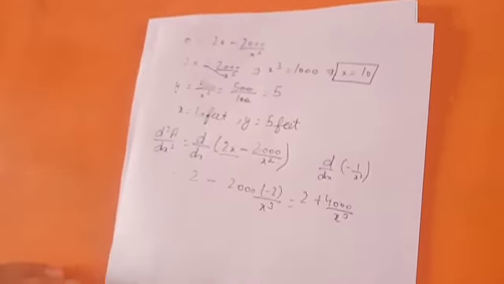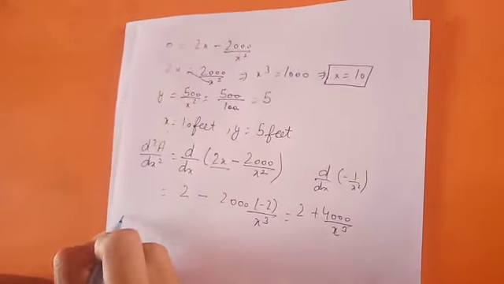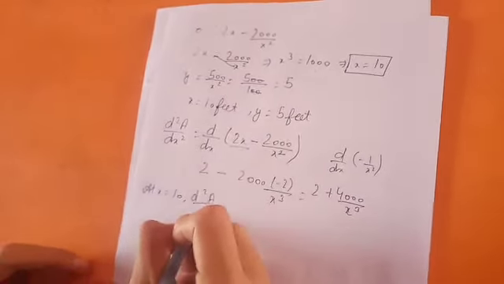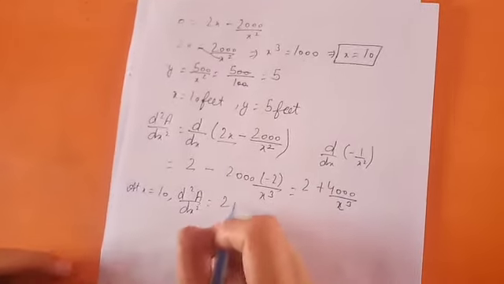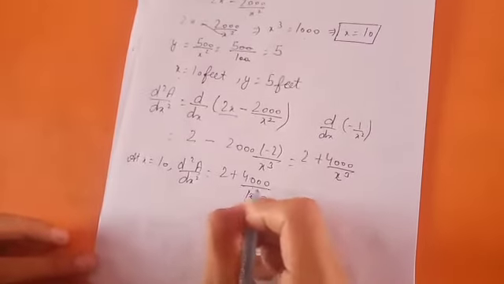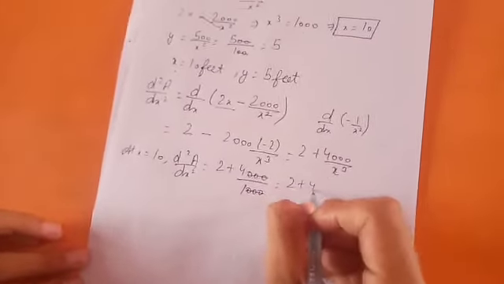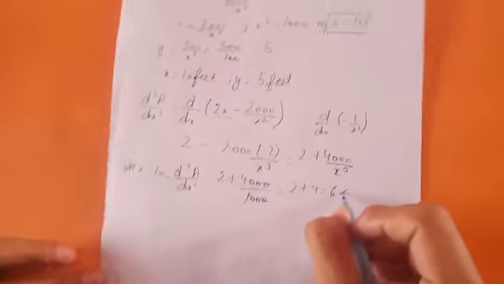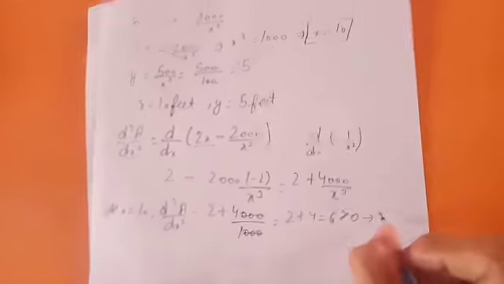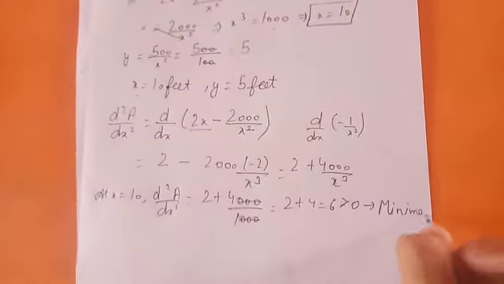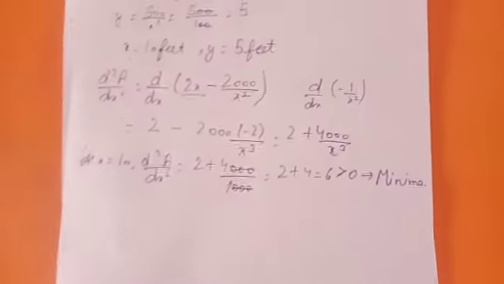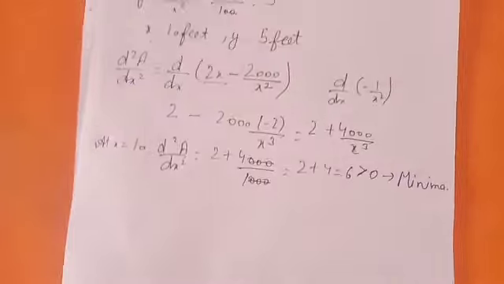Here I can put the value of x. At x equal to 10, d square A by dx square is equal to 2 plus 4000 by the cube of 10, which is 1000. That will be 2 plus 4, equal to 6. 6 means greater than 0. And whenever our double derivative is greater than 0, we have a point of minima there. Means our surface area is minimum at length and breadth equal to 10 feet and height equal to 5 feet.